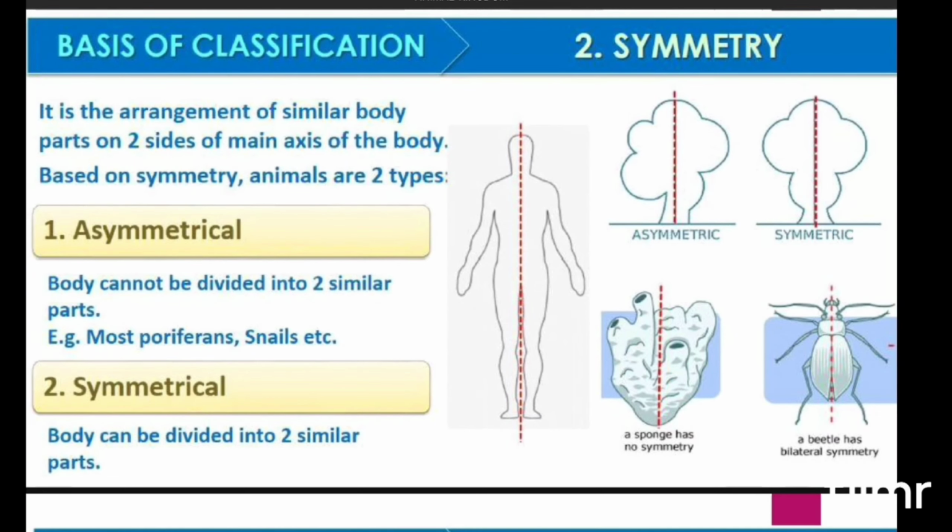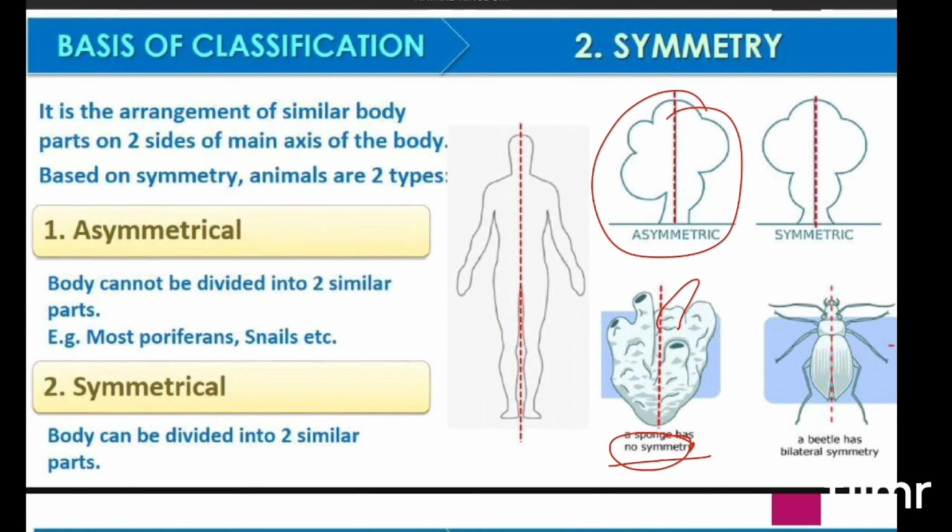Here there is a symmetry, that means two equal parts are there. Here you can see that it's not equal, it's different, here also it's different. And here you can see that if it is a sponge, right, that's actually our Cnidarians. In the case of Cnidarians, it is not following any symmetry, it can be of different shapes, so that's why it is not at all following any symmetry, that means it is asymmetrical in nature.